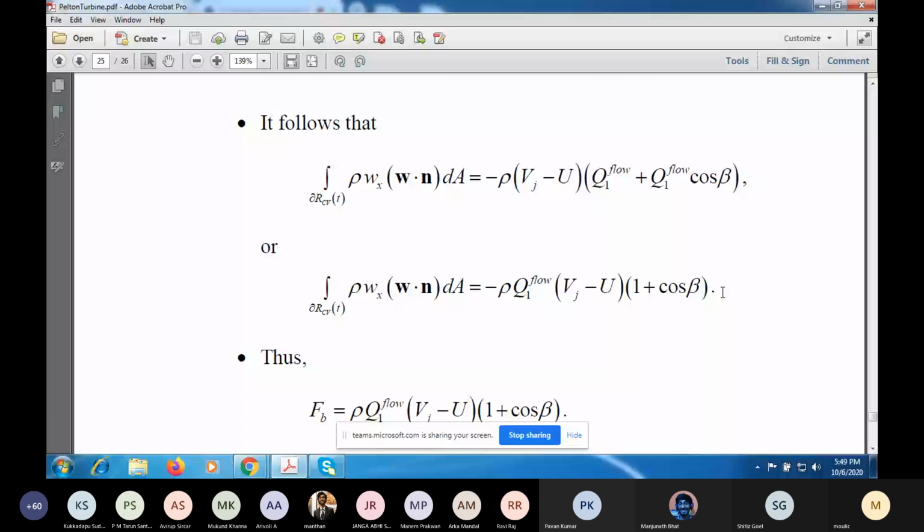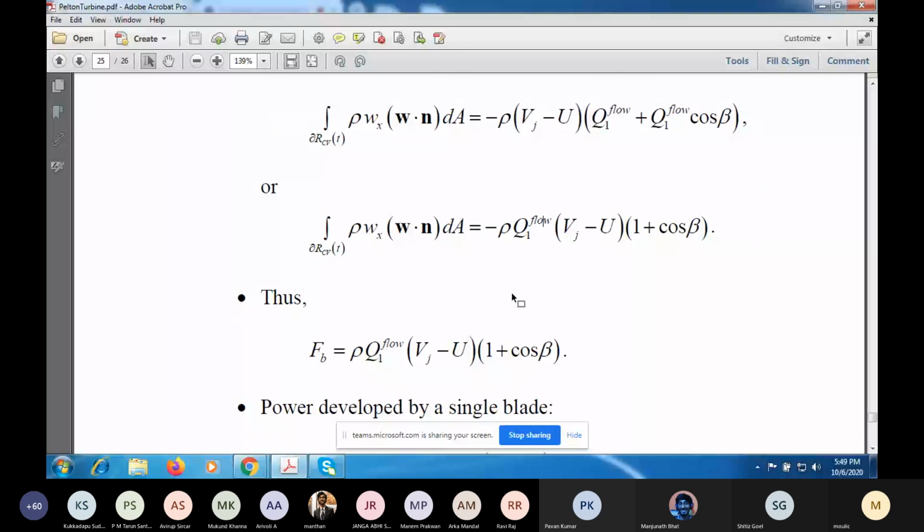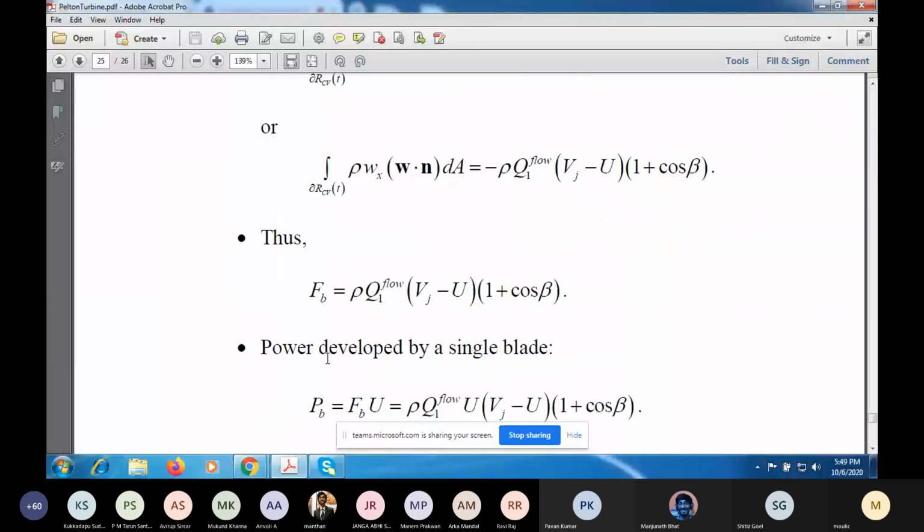So rho times Q you will recognize as the mass flow rate of fluid entering the control volume. Now this is equal to minus Fb, the external force on the blade which is acting in the negative x direction. So Fb then, which you had anticipated will be positive, you can see will be positive because U will be less than Vj. It is the mass flow rate rho times Q1 entering the translating control volume into the relative speed at the inlet Vj minus U into 1 plus cos of beta, which is the same as beta 1, beta 2 and beta 3.